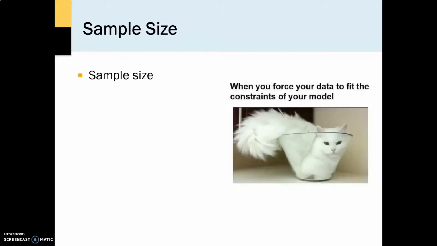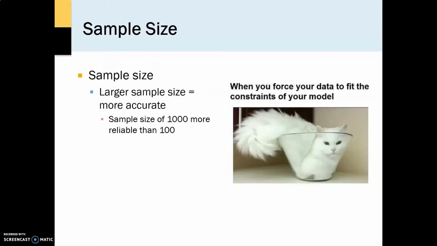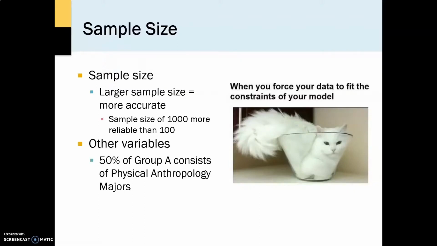So we have to consider the sample size. Larger sample sizes are more accurate. So having a sample size of 1,000 is a lot more reliable than 100. And we have to consider other variables that could be influencing this. So if 50% of group A consists of physical anthropology majors, now that might have influenced the results.